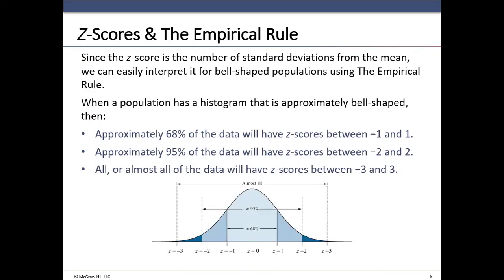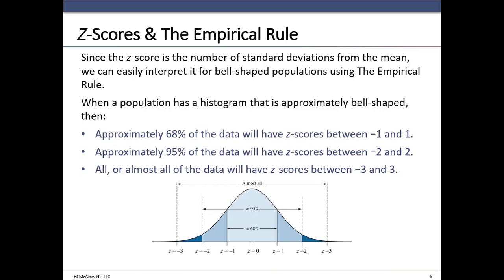Z-scores and the empirical rule. As indicated, one standard deviation above the mean will have a z-score of 1. One standard deviation below the mean will have a z-score of -1. So if the horizontal axis is converted to z-scores, the center is z equal to 0. To the right of z equal to 0 are positive z-scores, and to the left of that are negative z-scores. And here we see the empirical rule.